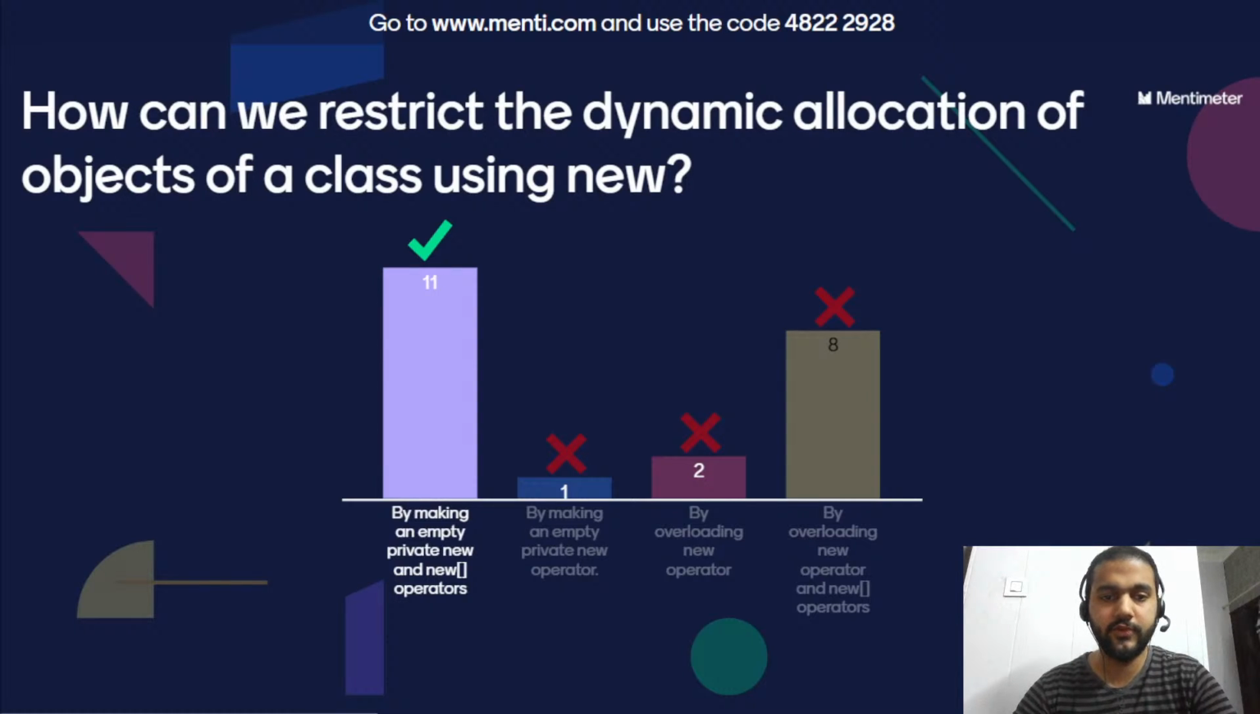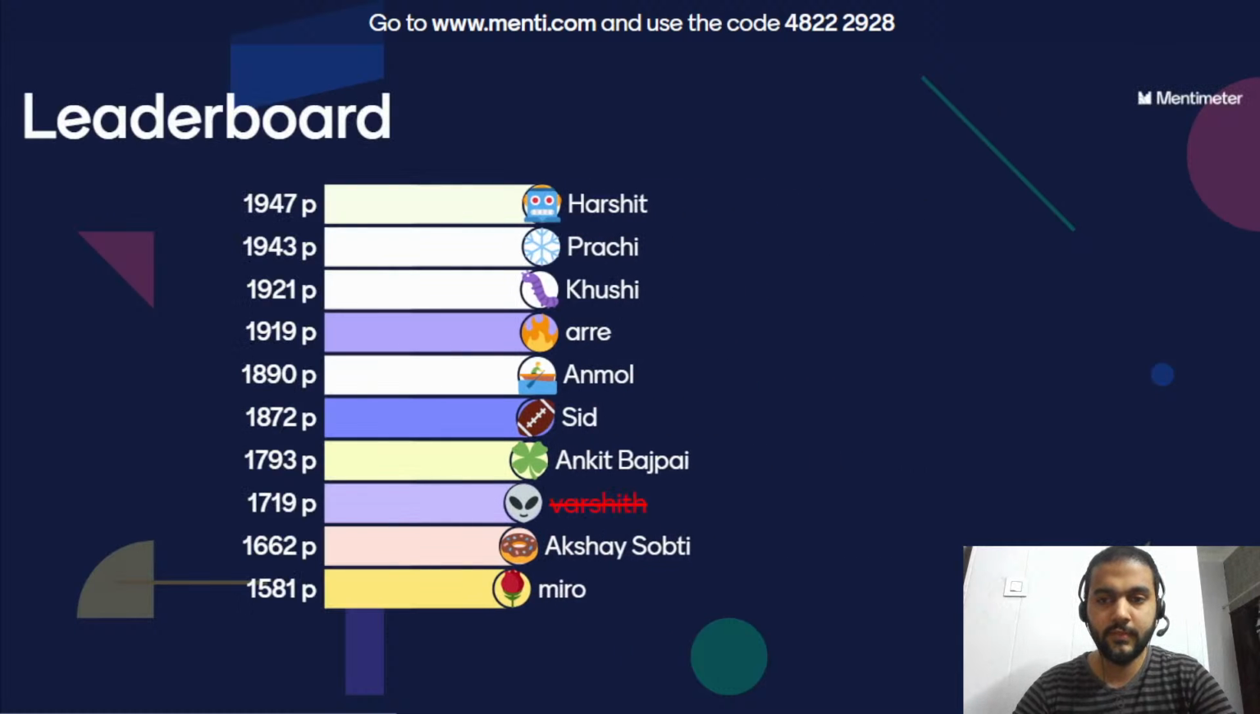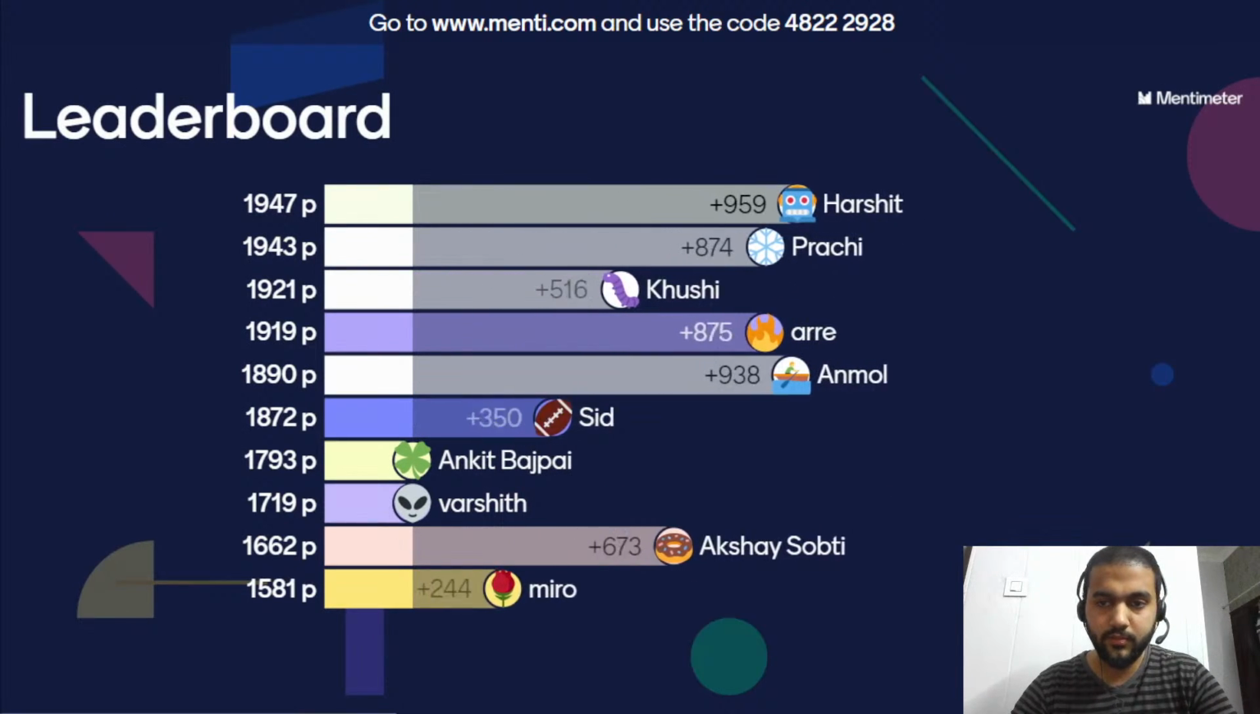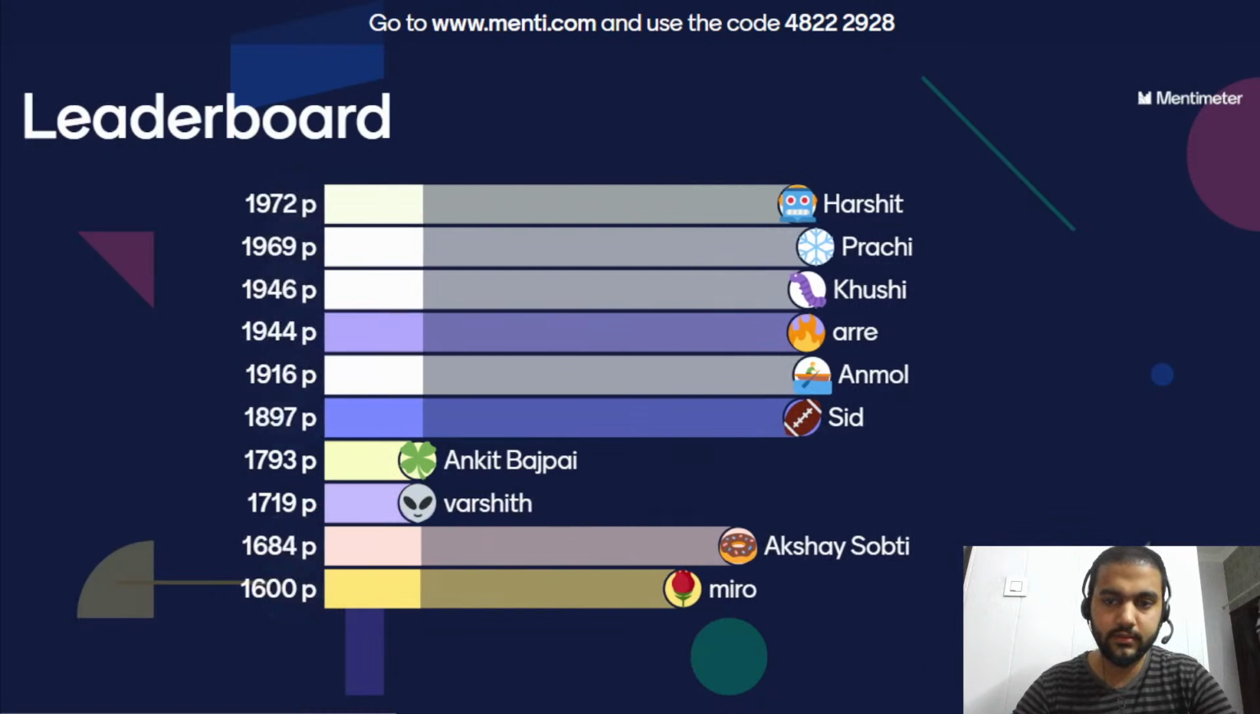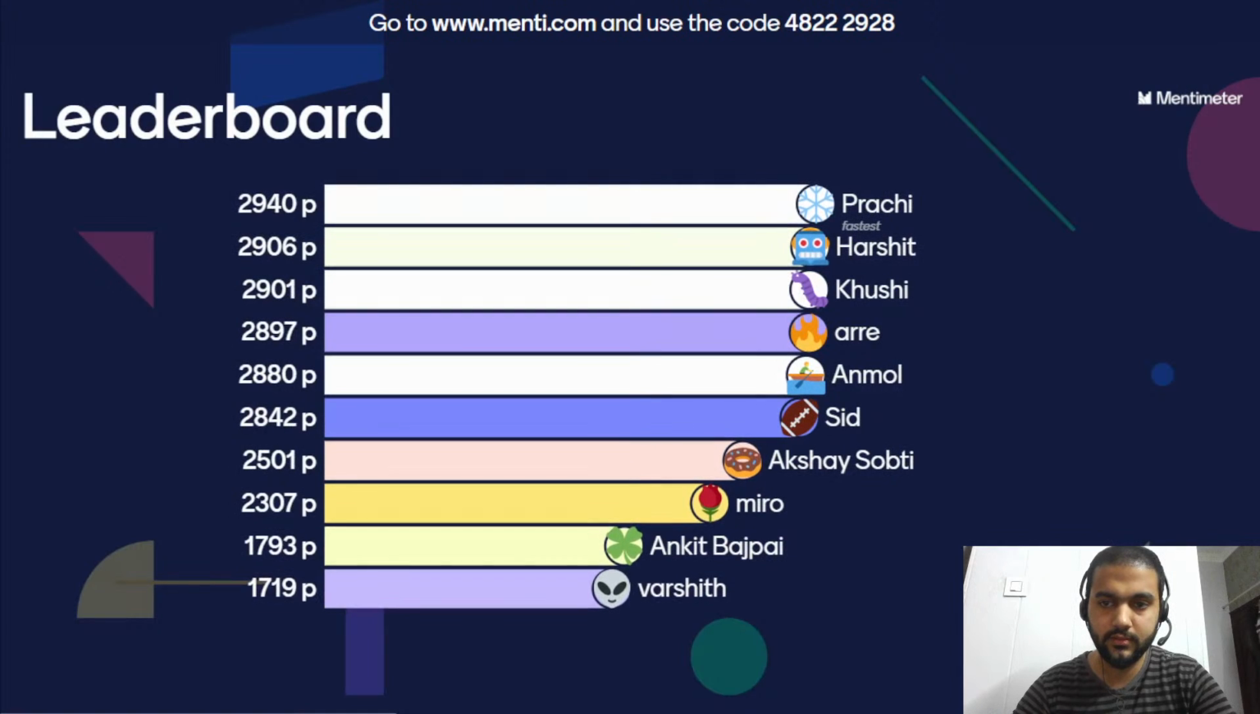So very well. Now let's have a look at the leaderboard. Now Khushi is at third position, I think. Again, Khushi is at third position. Harshit is at second position, and Prachi has given the fastest answer. All right, very well, guys.